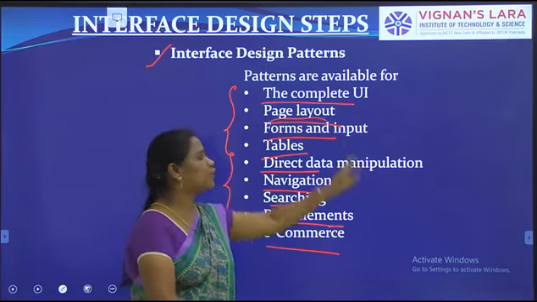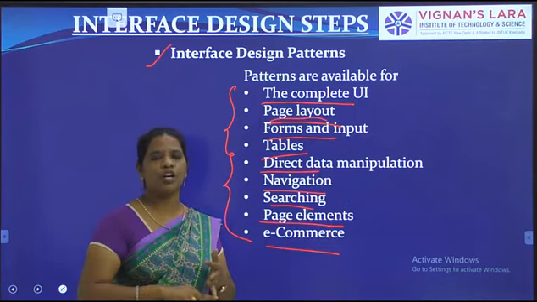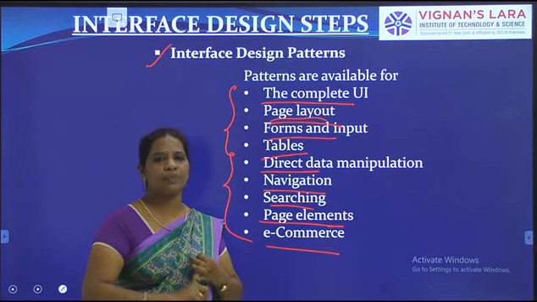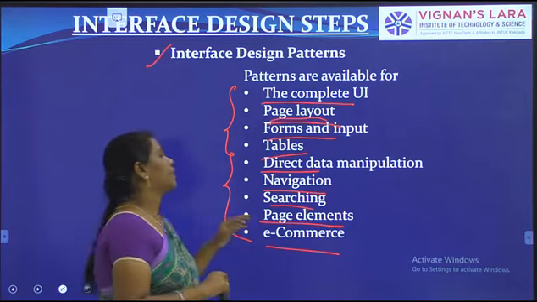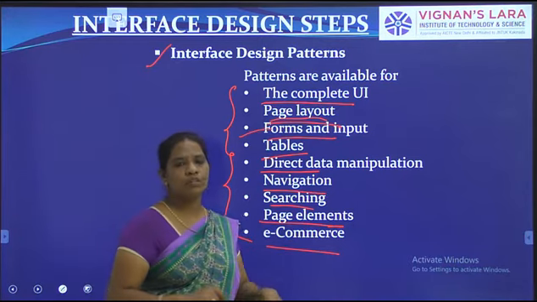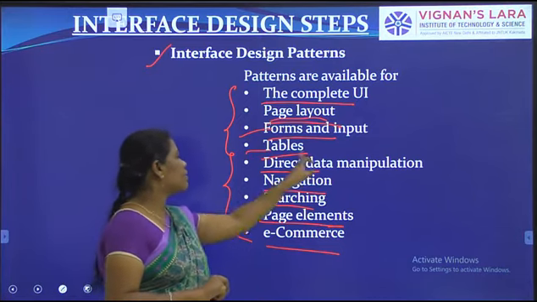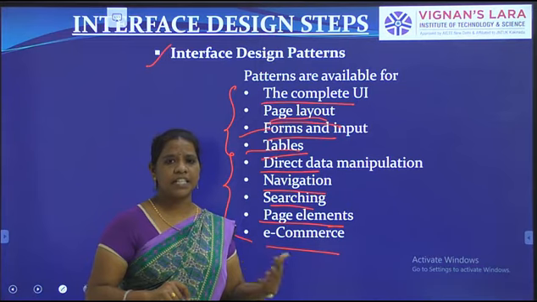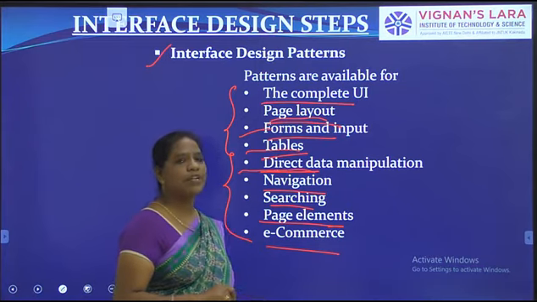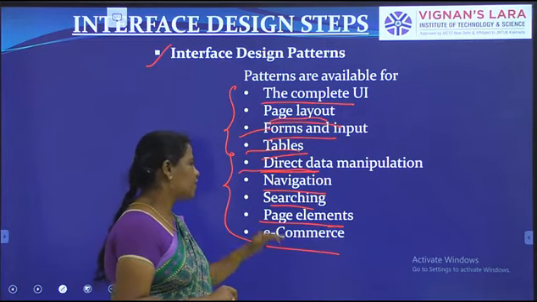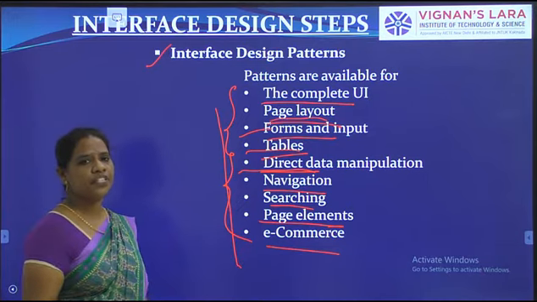Okay, the next one is the page layout. So how the pages are designed. For example, if you go to a Word document, it has portrait and landscape. It has certain centimeters and inches. What is the layout of that? And the next one is forms and inputs. What type of forms it is taking, what type of input it is taking. And next, tables. Some data is represented in tables, so how they have to be represented. And next are direct data manipulation, navigation, searching, page elements, like that. These are the different patterns of user interface design.